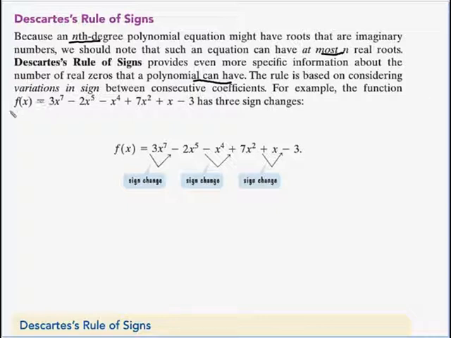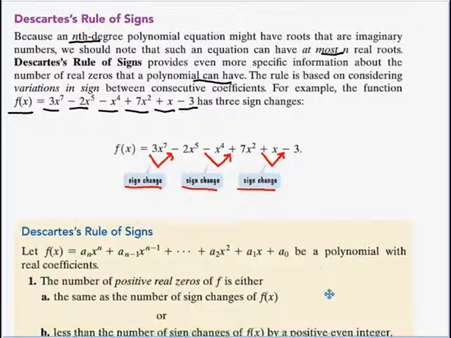For example, the function f of x equals 3x to the 7th minus 2x to the 5th minus x to the 4th plus 7x squared plus x minus 3 has 3 sign changes. Notice our first term is positive, then we go to negative, so right there we have our first sign change. And then it goes from negative to negative, stays the same, and then from negative to positive, sign changed again. Then there was another positive term, and then positive went to negative. So here was another sign change. So it says here this function has 3 sign changes. Let's see what this rule of signs says about that.